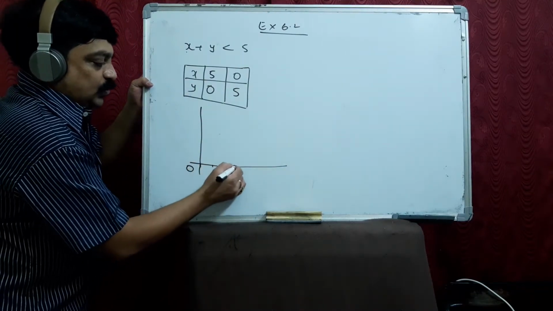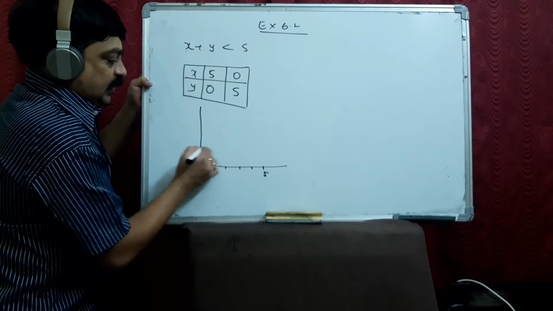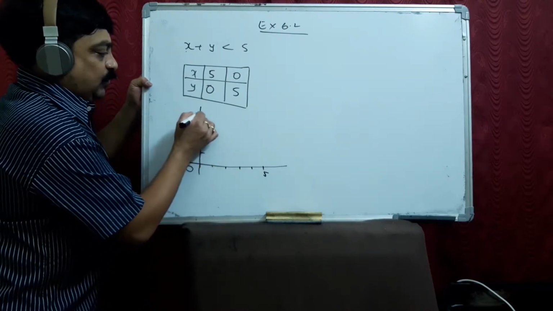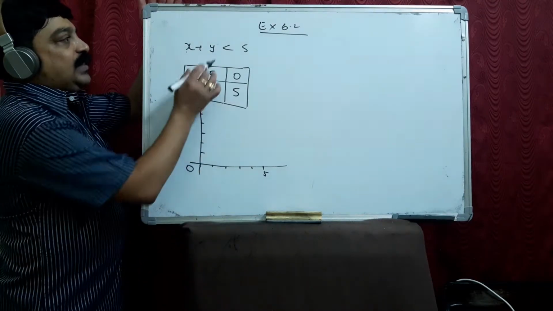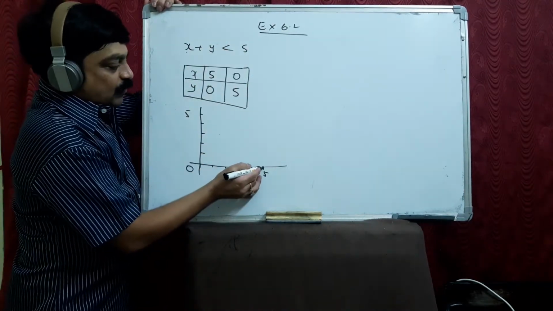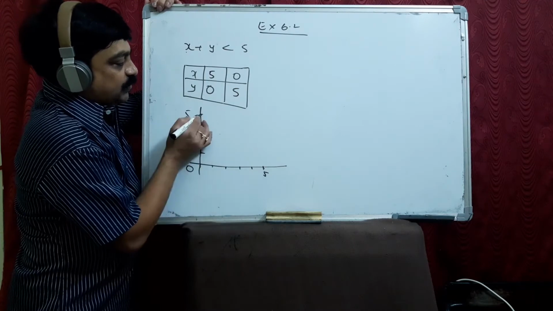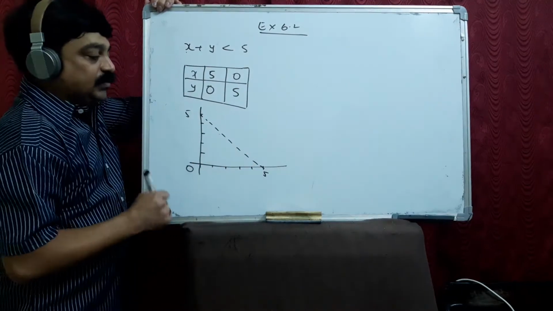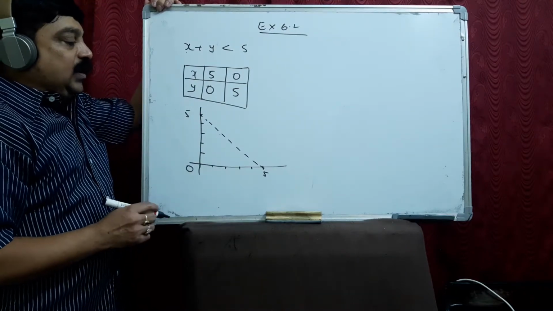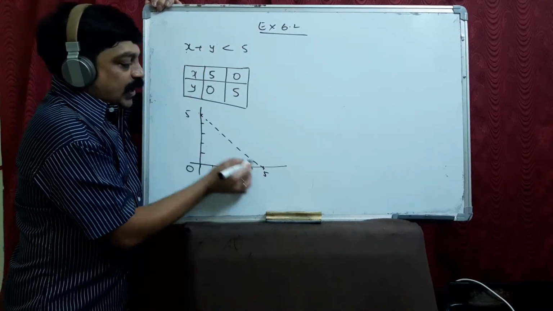So 1, 2, 3, 4, 5 and 1, 2, 3, 4, 5. Now, when there is no equal to symbol, we join these two points, x is 5 and y is 5, with a dotted line. You have to do it with a ruler, with a scale. When there is an equal to symbol, we draw a dark line.